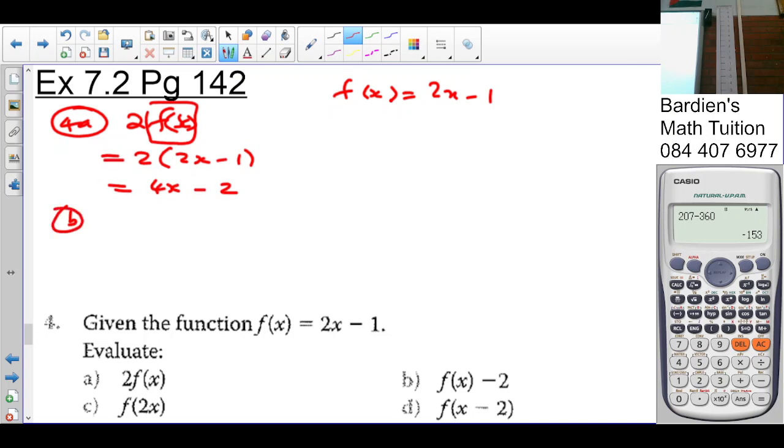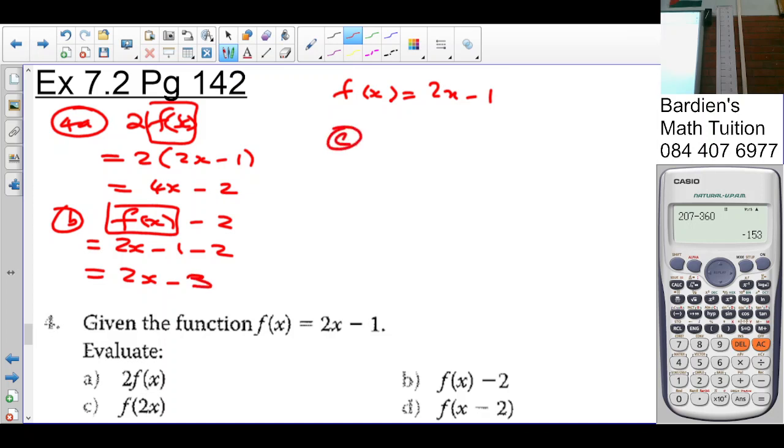Let's go to b. f of x minus 2. What is f of x? 2x minus 1, minus 2, which is 2x minus 3. C. f of 2x. So what happens here? Wherever we see an x, we put a 2x. Can you see that, people? So that will be 2 times 2x minus 1, which is 4x minus 1. You all agree with that? Yes, sir.